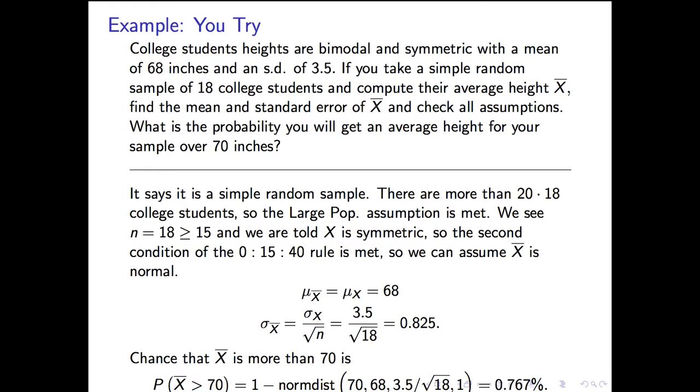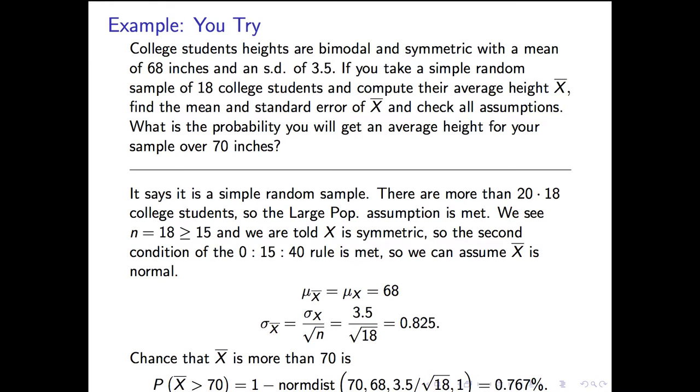N is 18, that's more than 15, and we're told that x is symmetric. So version 2 of the 0, 15, 40 rule is met. So we can assume x bar is normal. That means the mean of x bar is 68. The standard error of x bar is 3.5 over the square root of 18, which is 0.825.